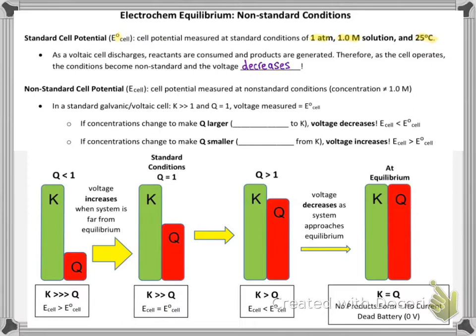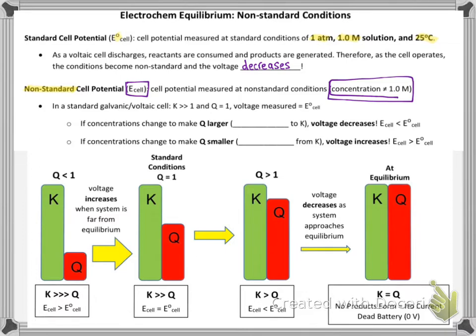So let's talk about non-standard cell potential. This is where we just say E cell, no not sign. Now, technically, this just means cell potential measured at any non-standard conditions. You could change the pressure, you could change the temperature, but for us, to be honest, all we ever really change is concentration. So this is the only thing I've ever seen actually discussed, is changing the concentration so things are not exactly at 1 molar.